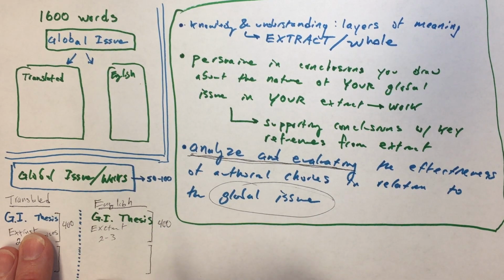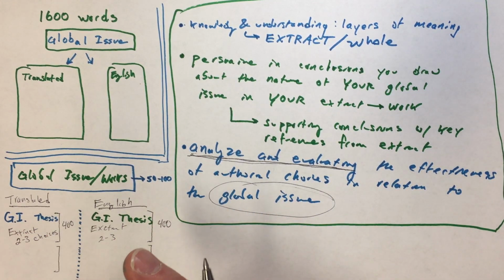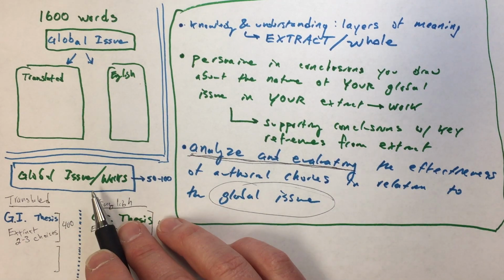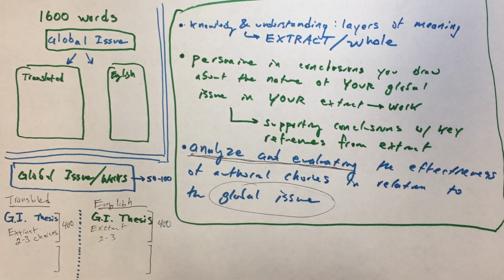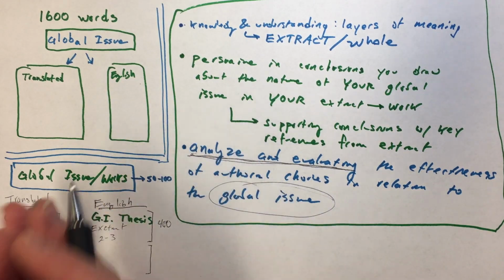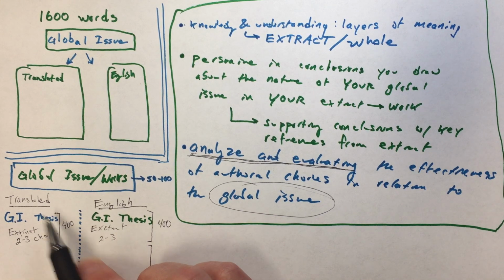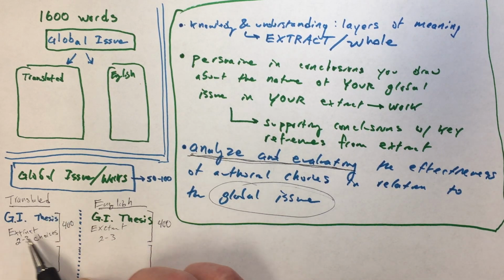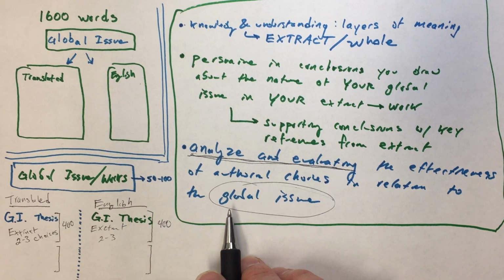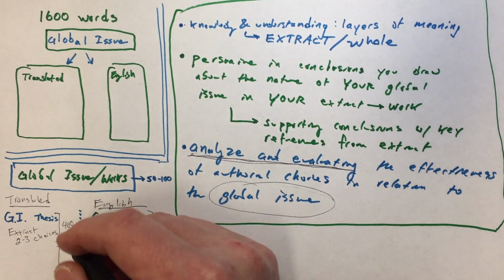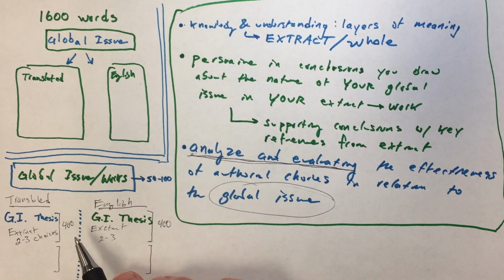You'll talk about what characteristics, or what quality or understanding, or what conclusion in relation to the global issue the author is offering in the extract and the work. So we've got our global issue thesis. We're going to introduce that. We're going to introduce the extract a little bit. We're going to talk in very careful detail about two or three choices and their effectiveness and how they frame that global issue. And that's going to be about 400 words, so maybe 2 minutes of talking.